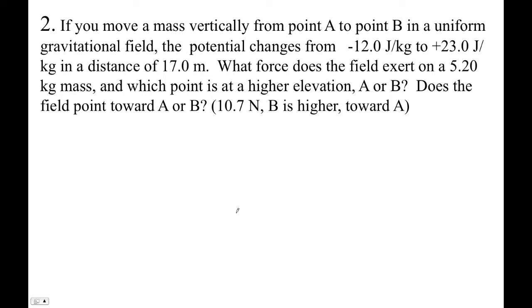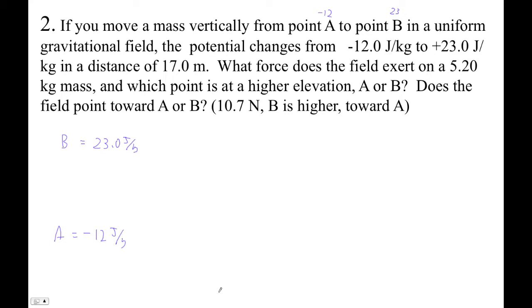The potential changes from negative something to positive something. So negative 12 goes with this guy, and 23 goes with this guy. So B is higher, right? Here's B. B is at 23.0 joules per kilogram, and A is at negative 12 joules per kilogram. Okay, we got this.